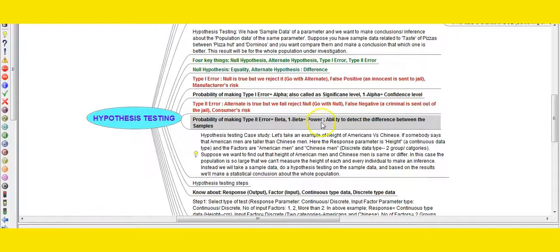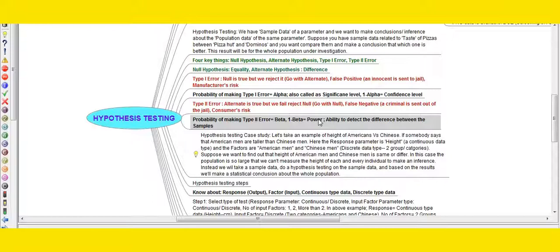This power is very important when we want to detect a difference in the samples, how much difference we want to detect. So this power tells us the sample size, how much sample we must take during the data collection. The sample size must be sufficient to detect the difference which we want to realize for decision making. So this power decides the sample size. This is one of the important things.